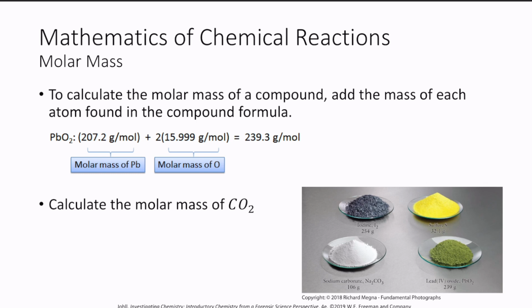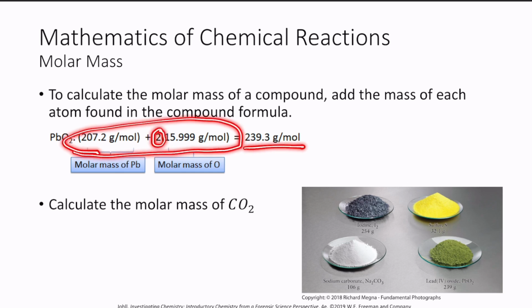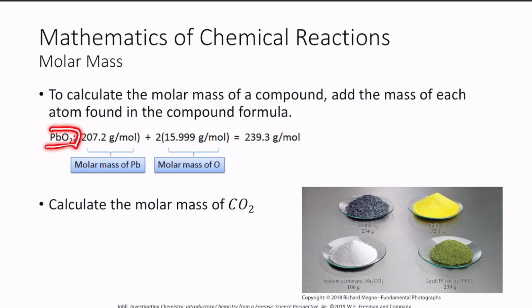Now I can go look at the periodic table for oxygen, 15.999. And since I have two of them, I'm going to multiply it by 2. And then I add those two together to get the molar mass of my PbO2. Now, when you are calculating the molar masses of these different compounds, it's totally fine with me if you just use two places past the decimal point when you do your calculations. So let's do this example down here.